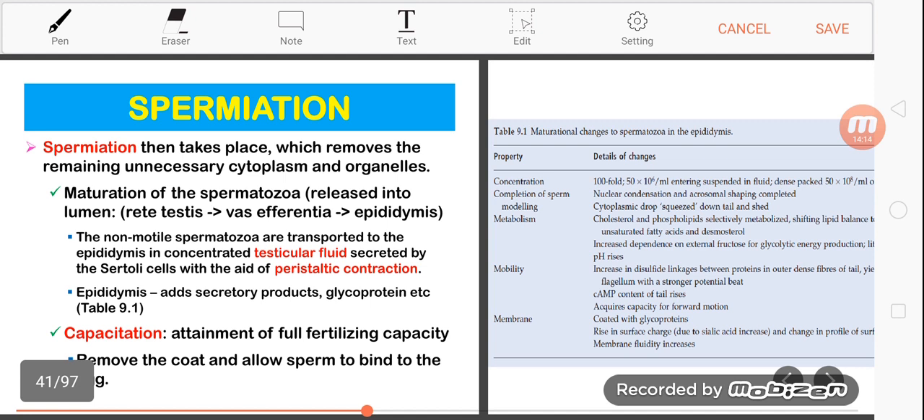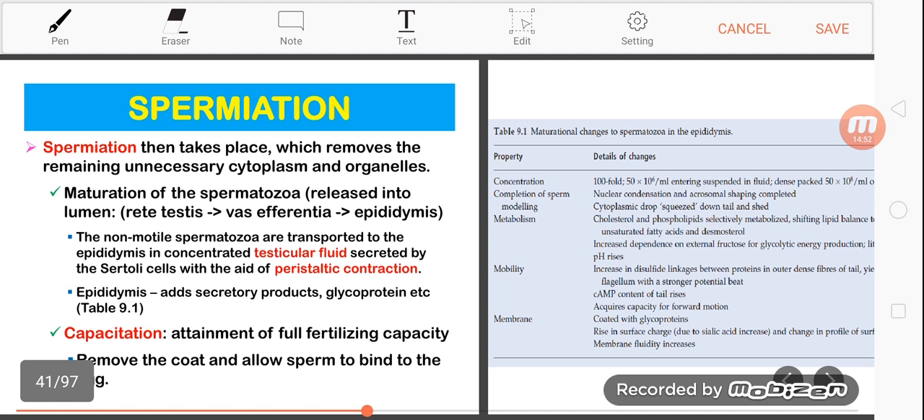So the epididymis will add secretory products and glycoprotein, etc., as in this table 9.1 during spermiation. The spermatozoa attached to the Sertoli cell are released from the Sertoli cell. During that stage, the residual body of cytoplasm is removed. At the same time, the spermatozoa are packaged with the secretory products or other products during the journey, being washed from the testes to the vasa efferentia and then stored in the epididymis.